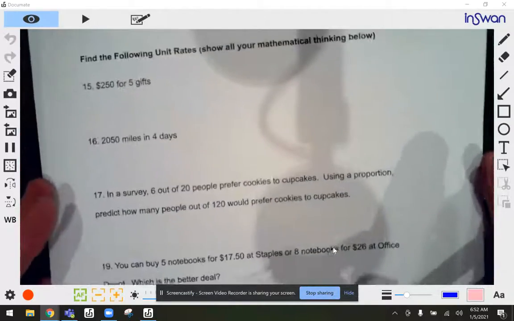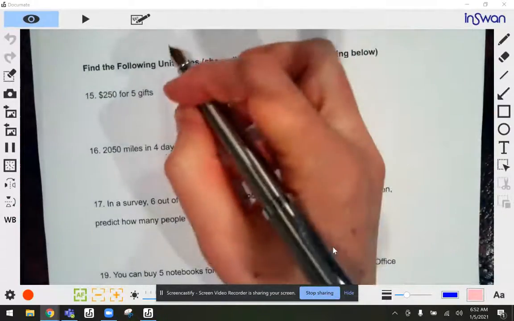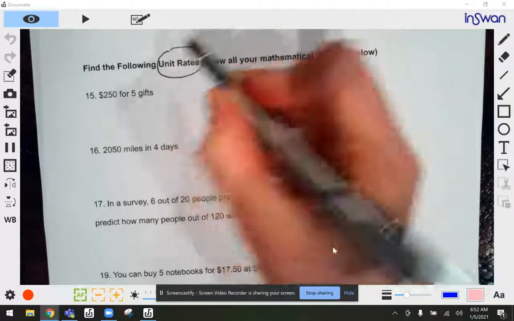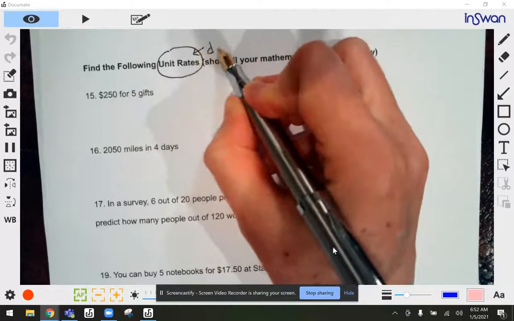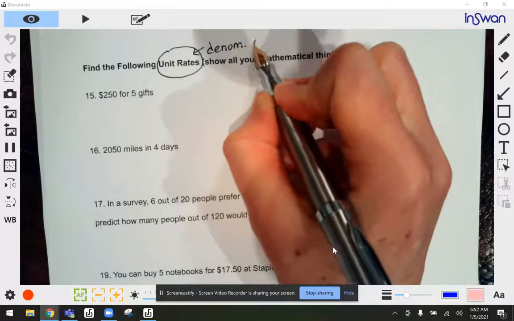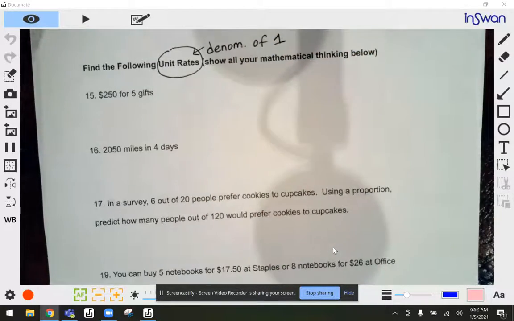All right, so our next page says, find the following unit rates. Show all your mathematical thinking below. So notice they're asking for unit rates. So we need a denominator of 1 for all of these answers.